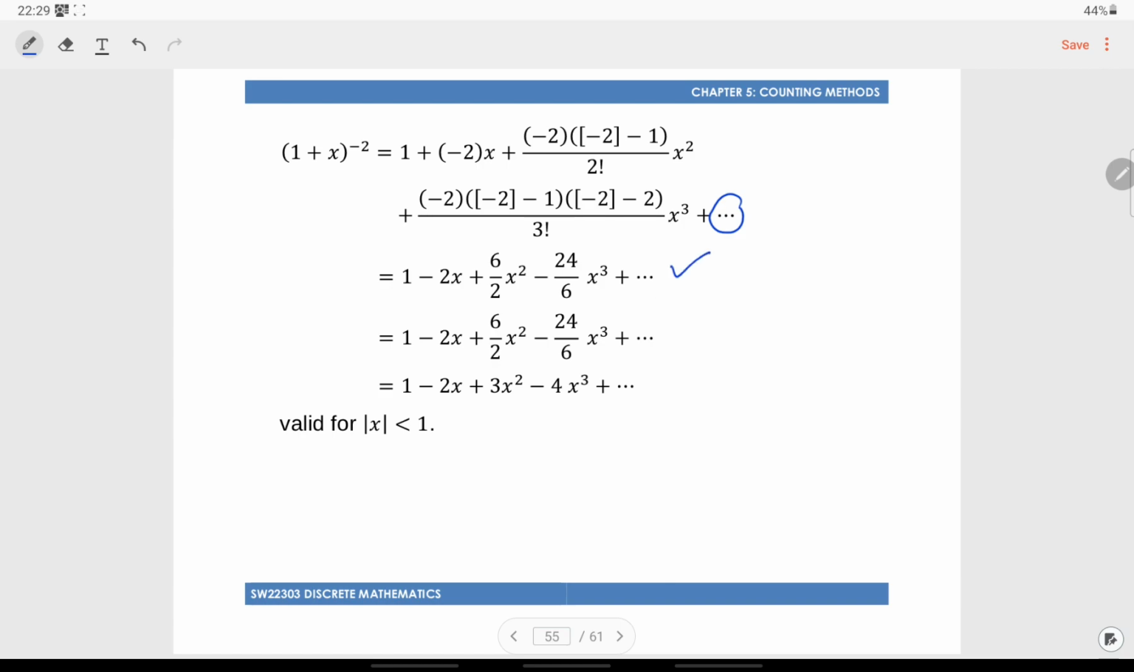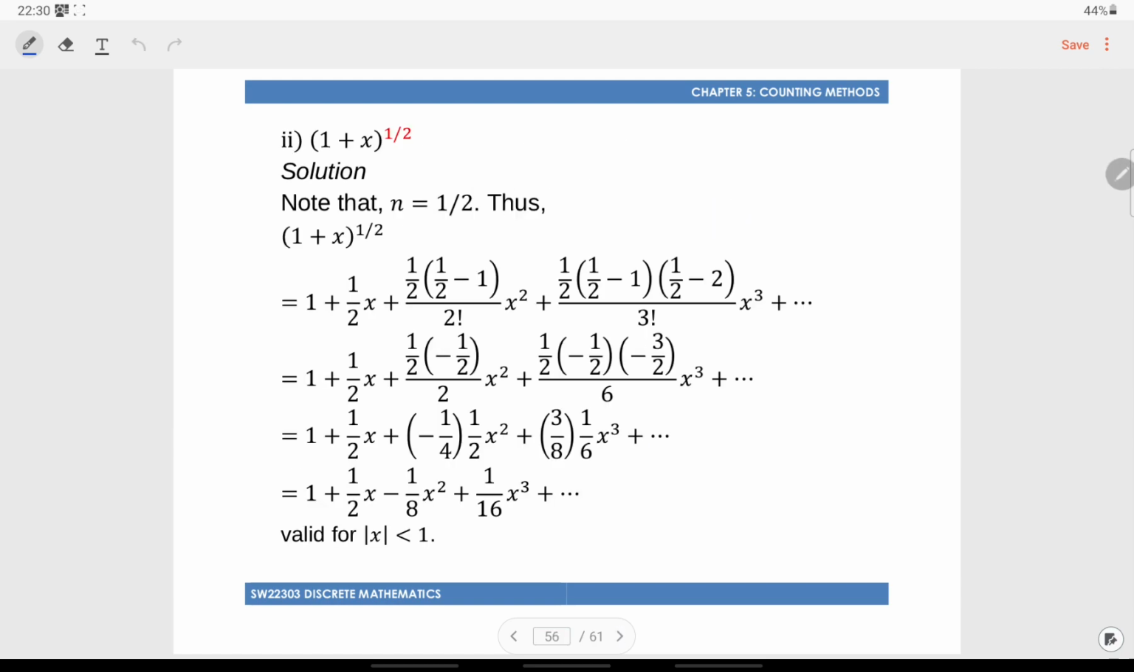So we have the following equation: 1 minus 2x plus 6 over 2, which simplifies to 3, minus 24 over 6, which simplifies to 4. Make sure you provide your answer in the simplest form. So it is equal to this equation, and don't forget to put the triple dot. Also put this statement: this expansion is valid for the modulus of x less than 1, to make sure that this expansion is valid.